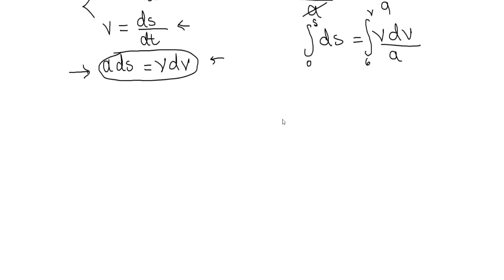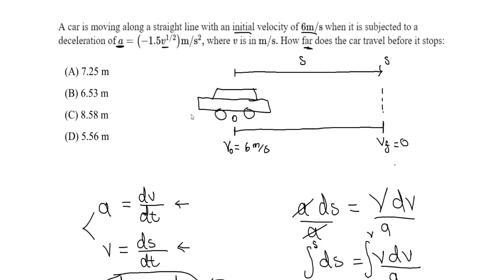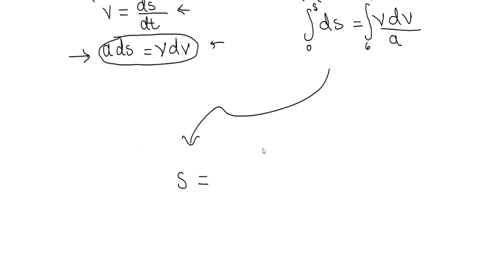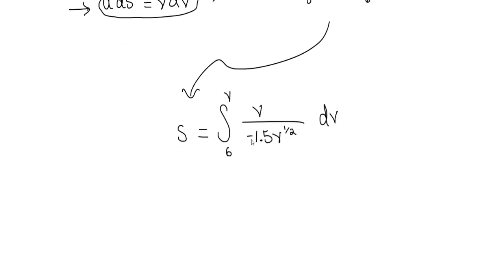We do the integral of both sides, and what you should get when you take the integral of ds is just going to be s for the left side. Then we're doing the integral of v dv over a. But we know a, right? So we're going to substitute a on the bottom. So we know the value for a here. So it's going to be, you take the integral, we have 6v, and a on the bottom, it's negative 1.5, v raised to the 1/2, and dv. We're integrating with respect to the velocity.